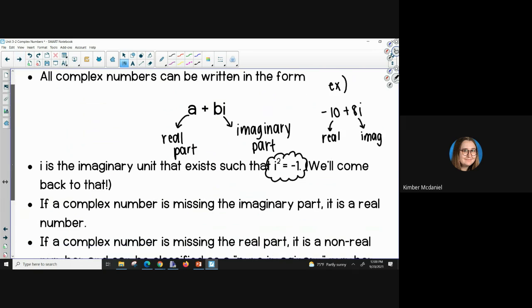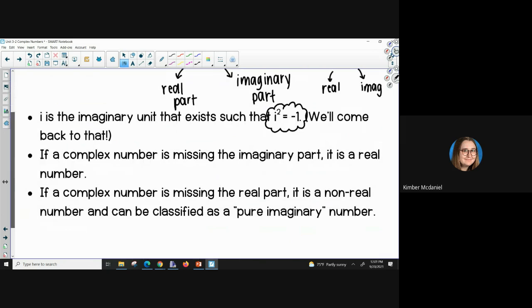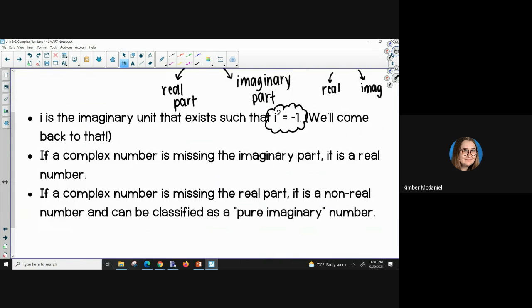Now again, for these bottom 2 bullets, I want you just filling in the blanks. If you have a complex number where the imaginary part is missing, then it is a real number. So again, all numbers are complex numbers. However, if you're missing an imaginary part, we refer to that number as a real number. On the flip side, if you have a complex number that is missing the real part, we refer to that as a non-real number, and it can be classified as a pure imaginary number.